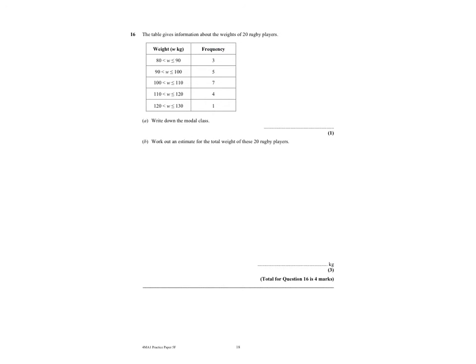Question 16. The table gives information about the weights of 20 rugby players. So we know the total frequency is 20. Write down the modal class. So we want to know the most common. The most common is the one with the highest frequency. The highest frequency is 7, so the modal class is a weight between 100 and 110.